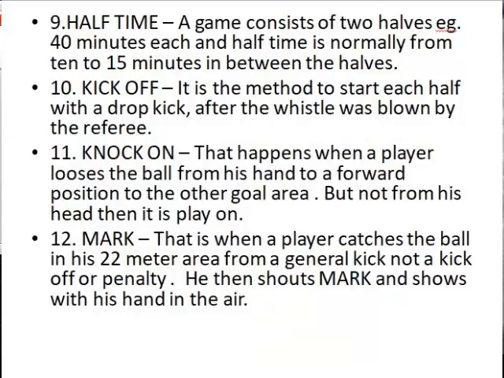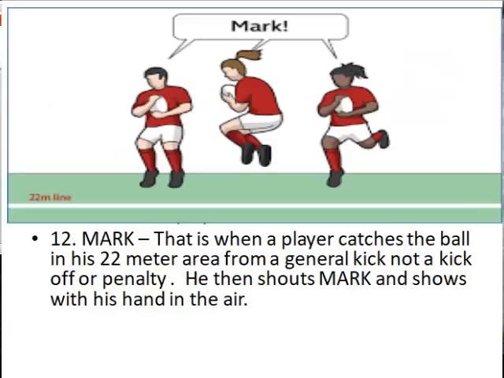Knock-on. That happens when a player loses the ball from his hand to a forward position towards the other goal area, but not from his head. Then it is play on. Mark. That is when a player catches the ball in his 22-meter area from a general kick, not a kick-off or penalty. He then shouts mark and shows his hand in the air.